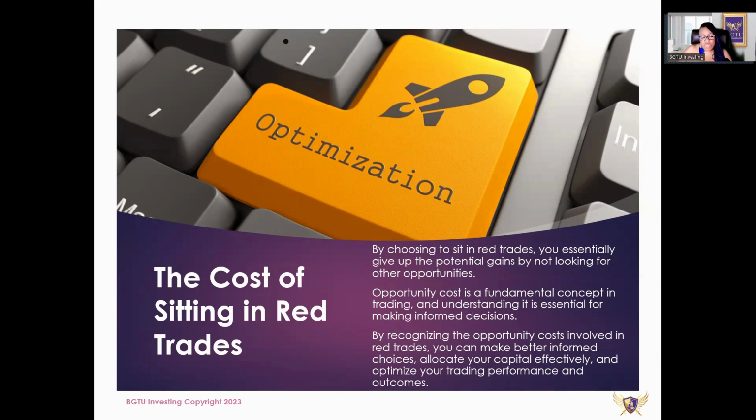Those are the lessons you need to learn. That's the way you need to think. Always think of your opportunity costs and the cost of sitting in red trades. You don't want to be in nine trades and seven of nine trades are red. And furthermore, why are you in nine trades anyway? Because you cannot effectively manage nine different trades.